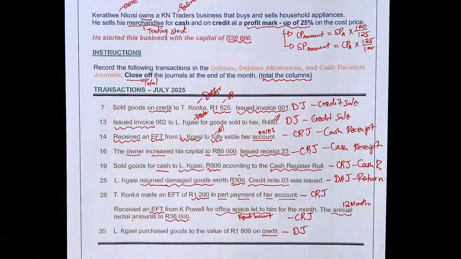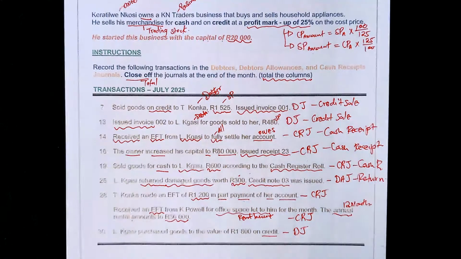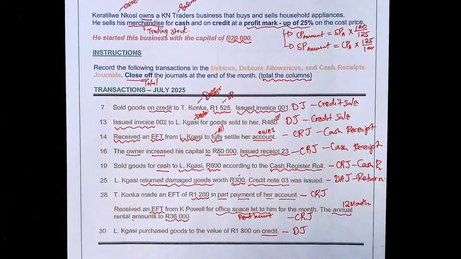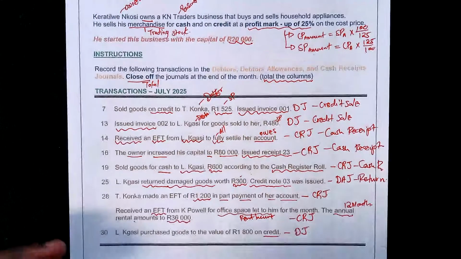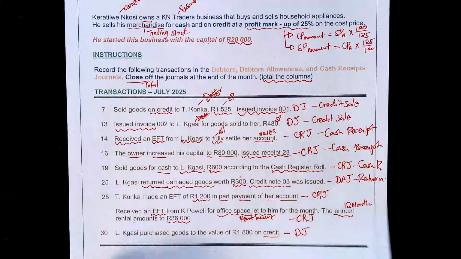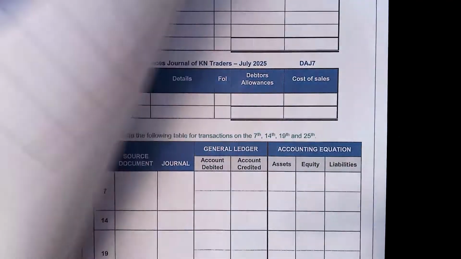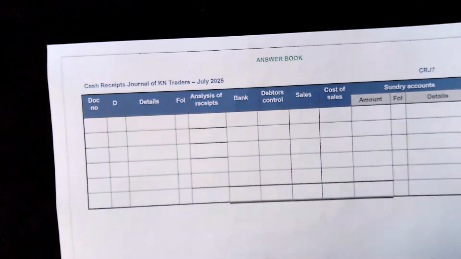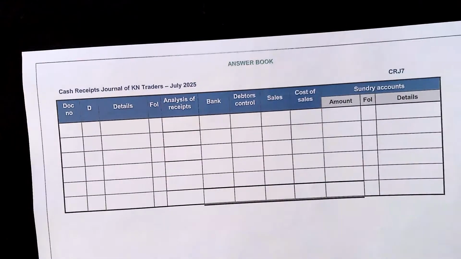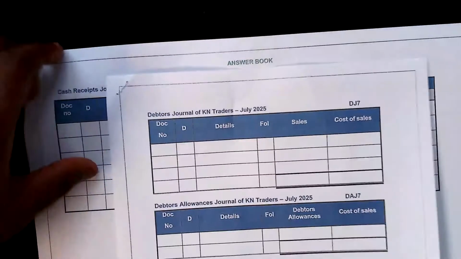Okay, now let us go straight into the recording part. Okay, let us record. So I'm going to record all the transactions that go into. Can I take this out? Okay, let me do this. Should I start with the CRJ? Let me start with the debtors journal. Let me start with this one and the debtors allowances journal.